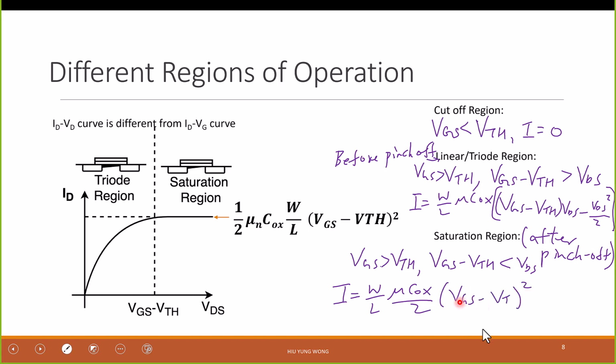The most important thing is that it does not depend on VDS anymore. It's no longer a linear resistor or even a regular resistor. Okay? So if we look at this graph, where we plot ID versus VDS, the 1/2 is here. Oh, over here. Yes, 1/2. Very good. So when you have a small VDS, what happened?